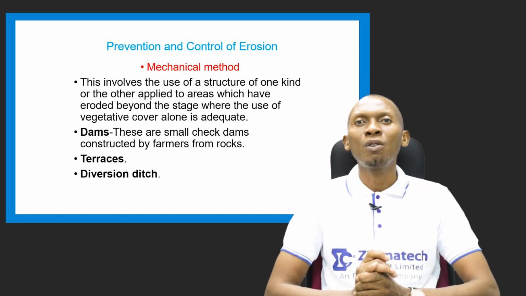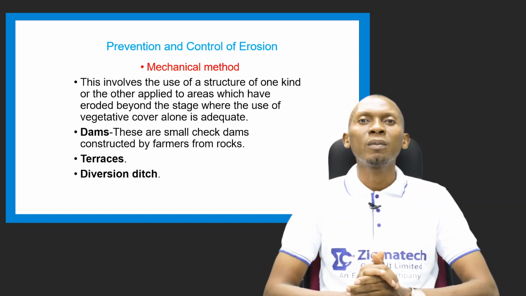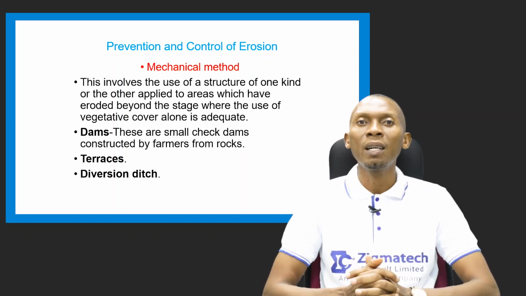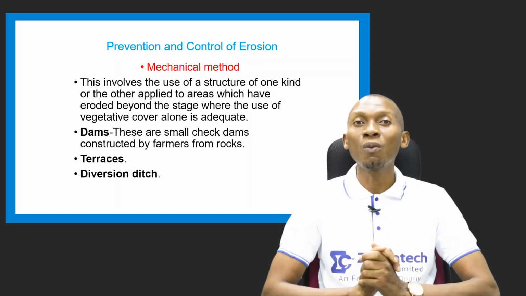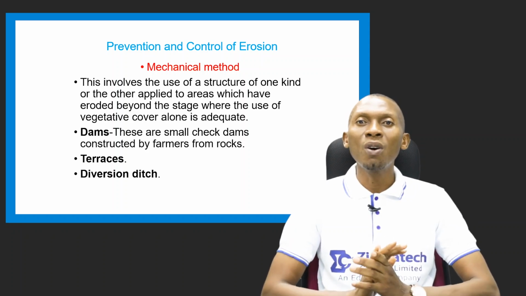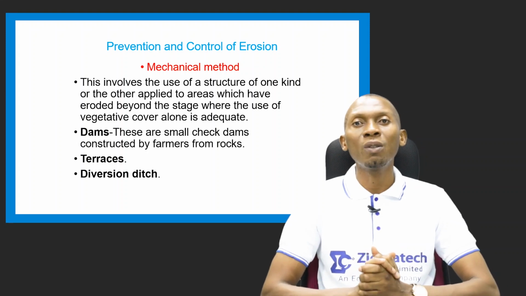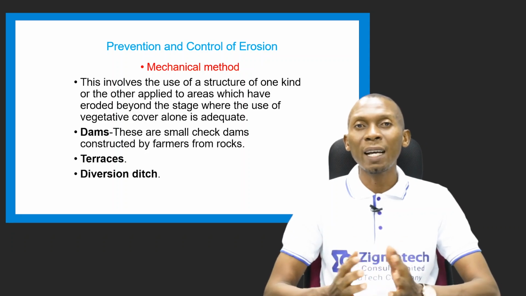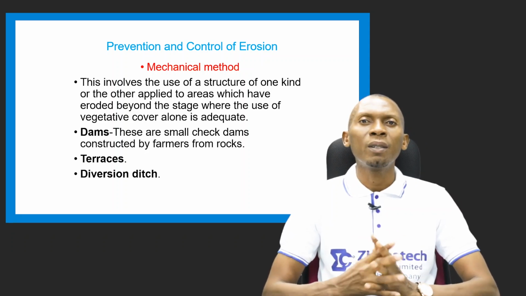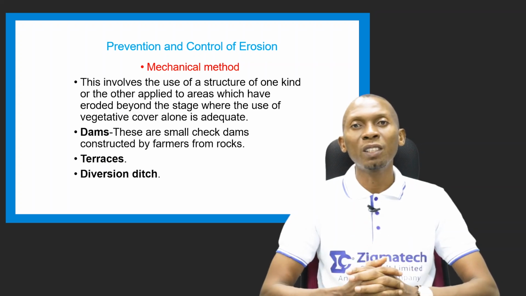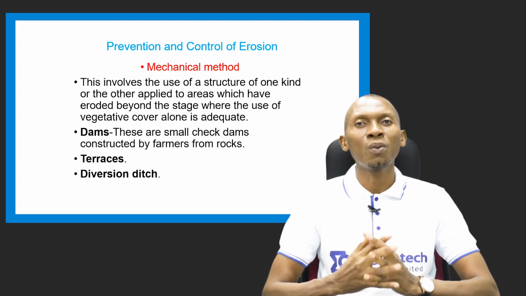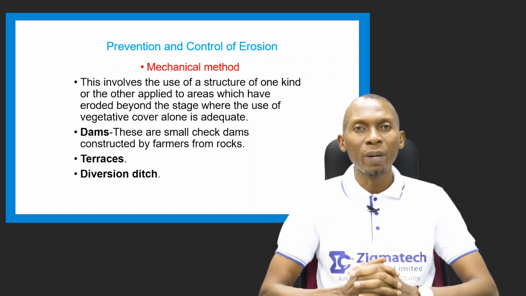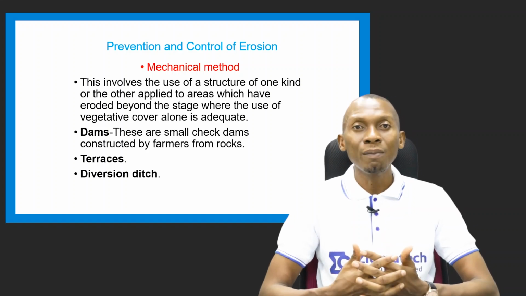Mechanical method of preventing and controlling erosion. Now, this has to do with the use of structures of one kind or the other, which are applied to areas that have eroded beyond the stage where the use of vegetative cover alone is adequate. So where the soil has been washed away to an extent that vegetative cover is no longer adequate, we have to use other methods, and this method falls under what is called the mechanical method. And in this method, we're talking about dams.